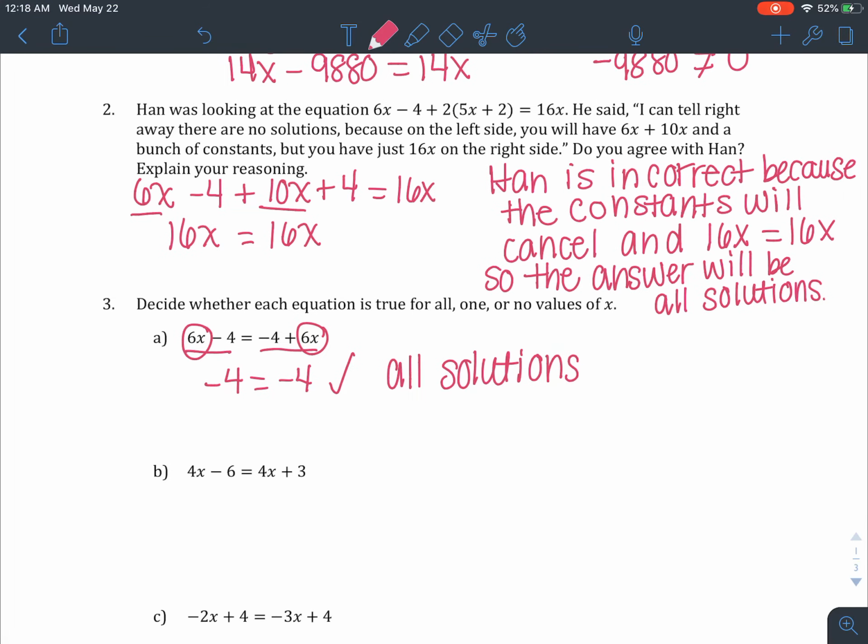Okay, now we're going to look at B. So, my x's are the same, and negative 6 and 3. So our 4x's will cancel on both sides, and we will be left with negative 6x equals 3. That is not true. So no values. I'm going to put no solution there so that we can kind of get in the habit.